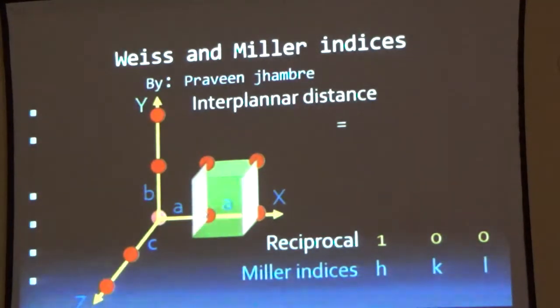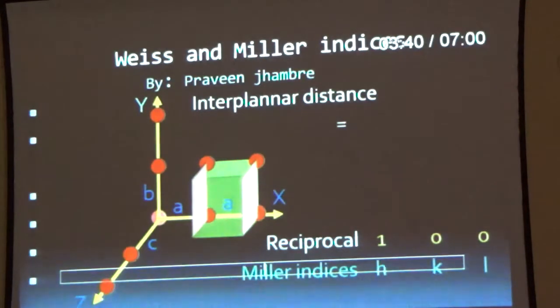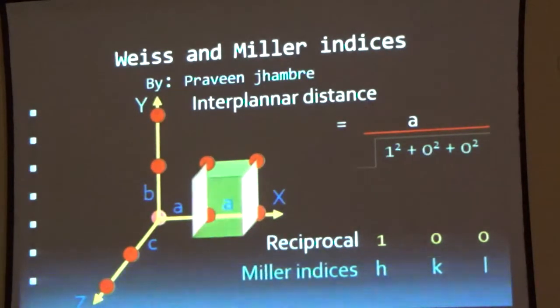The formula for this is equal to a divided by the square root of h square plus k square plus l square, where h, k and l are what? They are the intercepts of the plane at the x-axis, y-axis and z-axis, and a is the unit length of the cell. Yes or no? Yes. Okay.